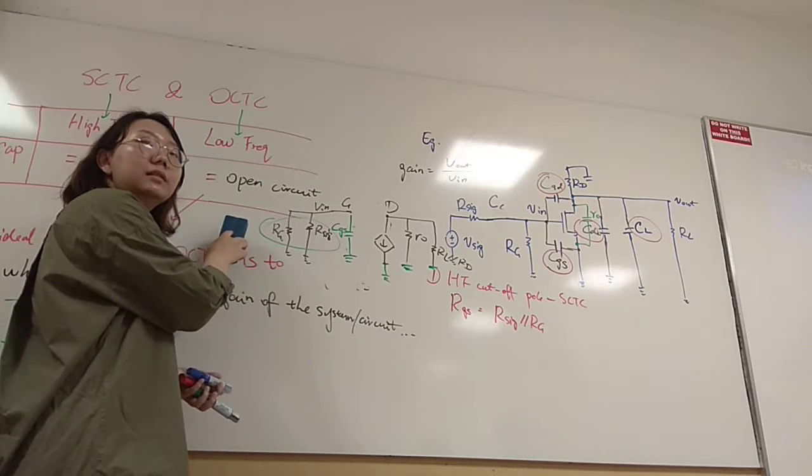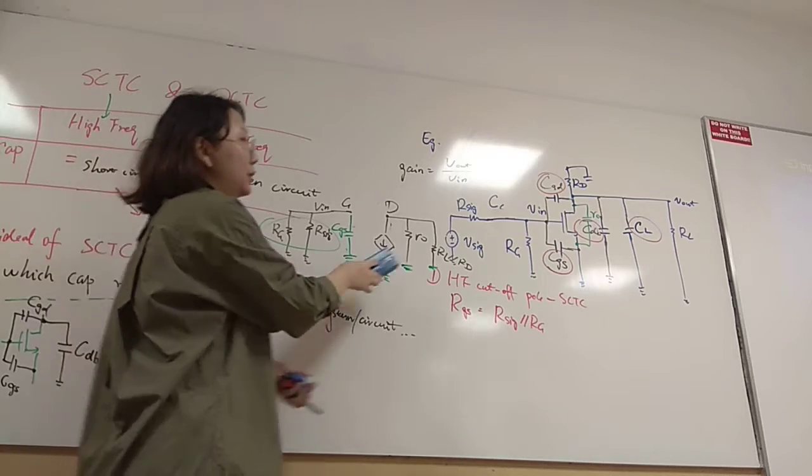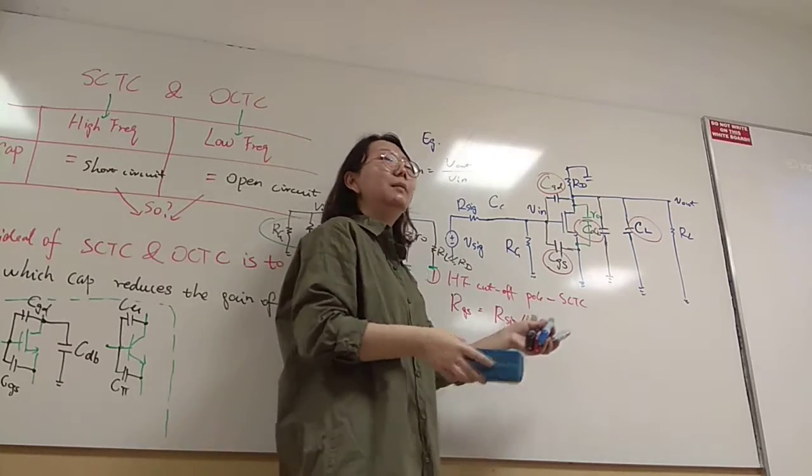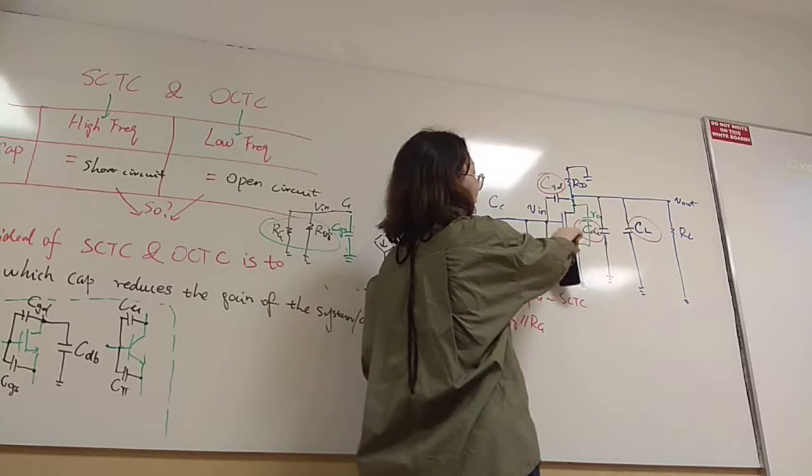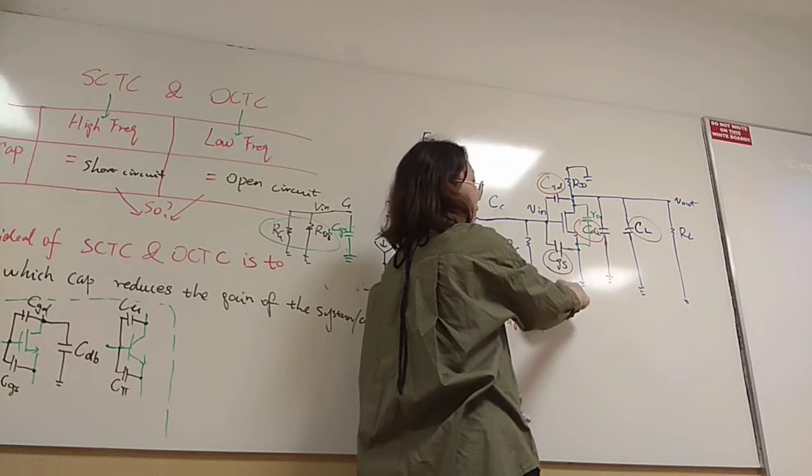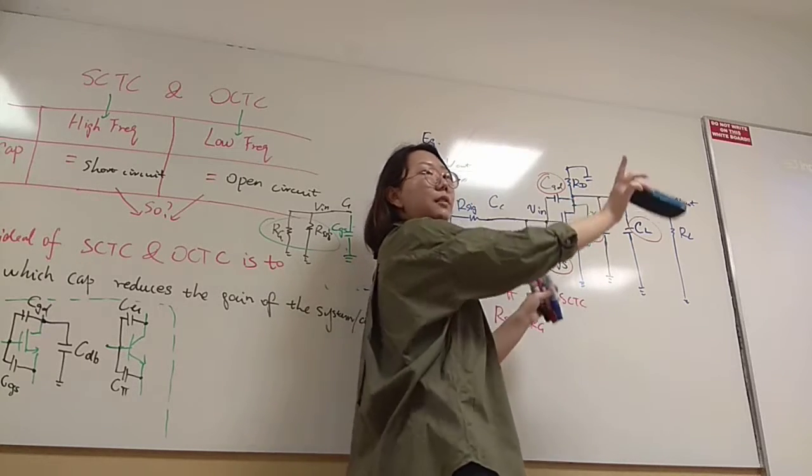You don't really need to draw out the small signal equivalent for this one, because you can directly see from this graph that your CGS is connected to the ground, so it got nothing to do with the right hand side.